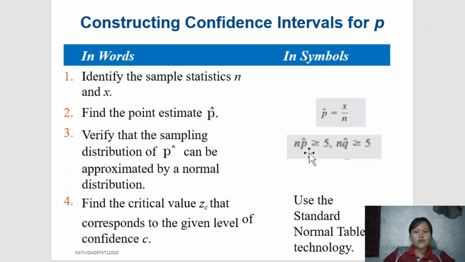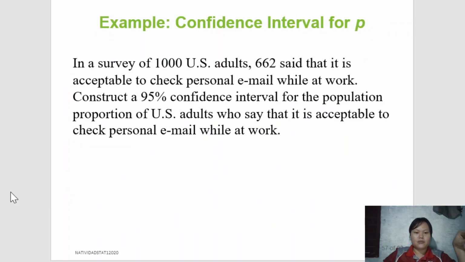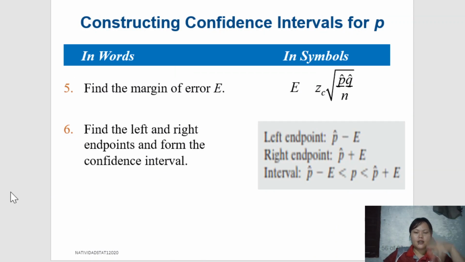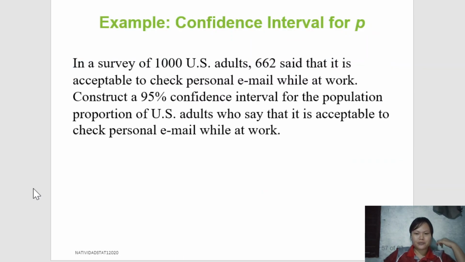So, please take note of this one. Recheck if it is greater than or equal to 5 so that you can approximate the normal distribution. Find the critical value using the standard normal table. Okay, and the margin of error, and then the left and right endpoints.